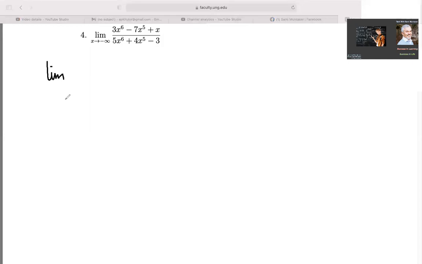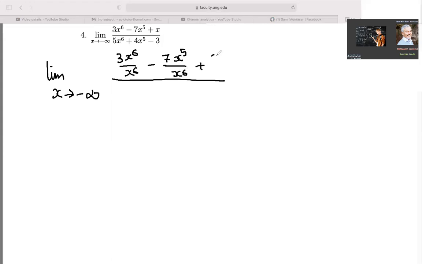limit as x goes to negative infinity of 3x to the 6. We're going to divide that by x to the 6 minus 7x to the 5 divided by x to the 6 plus x divided by x to the 6.